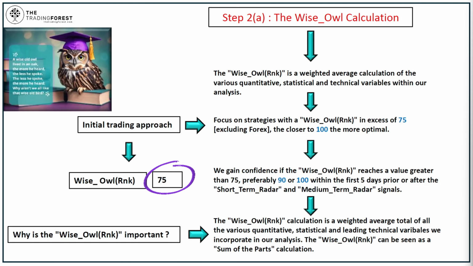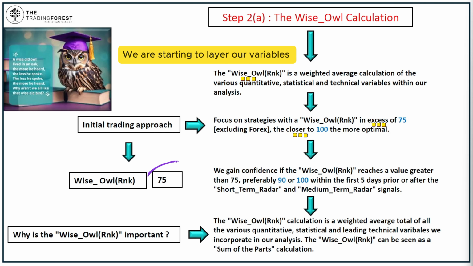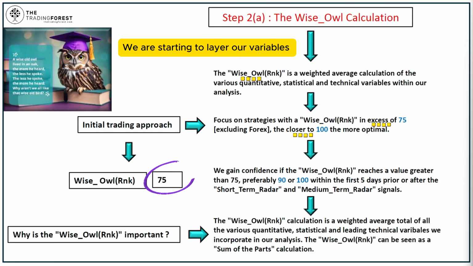The Wise Owl is a weighted average calculation of the various quantitative, statistical, and technical variables within our analysis. Focus on strategies with a Wise Owl rank of more than 75, excluding Forex. The closer to 100, the more optimal. We are starting to layer our variables. No need to panic, and if you are getting confused, revisit our summary page of all the key variables.